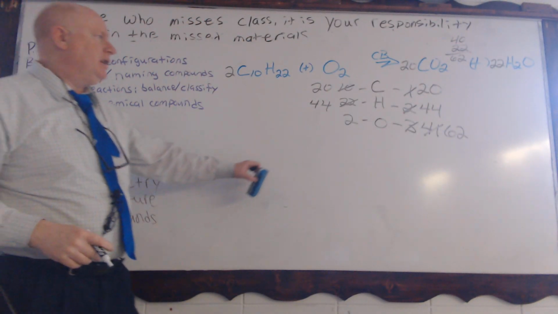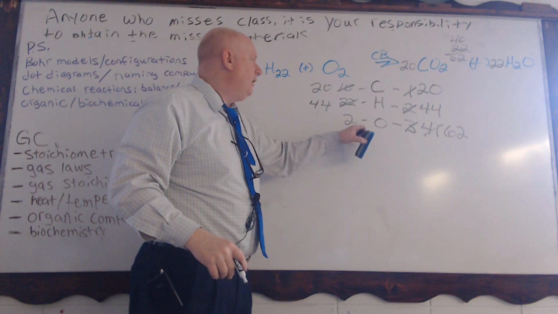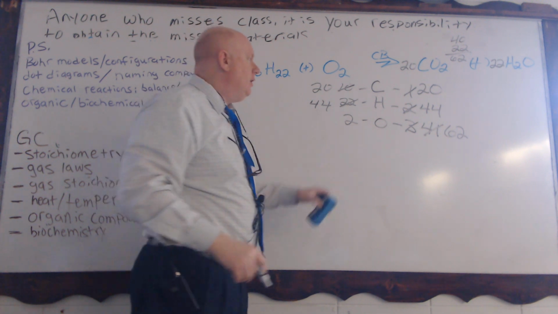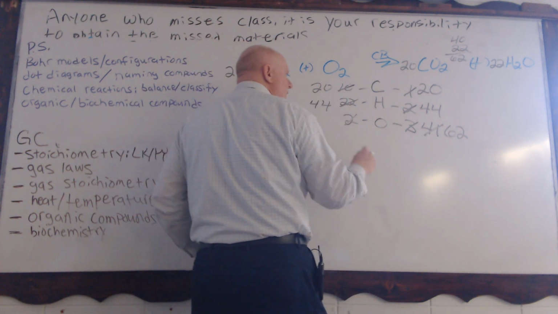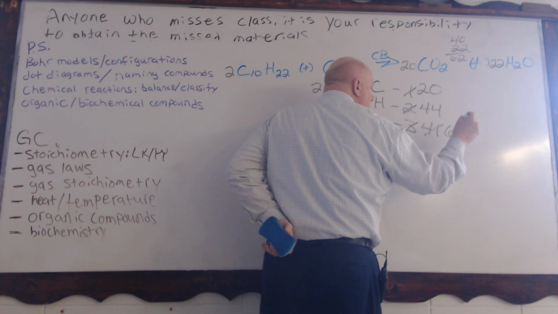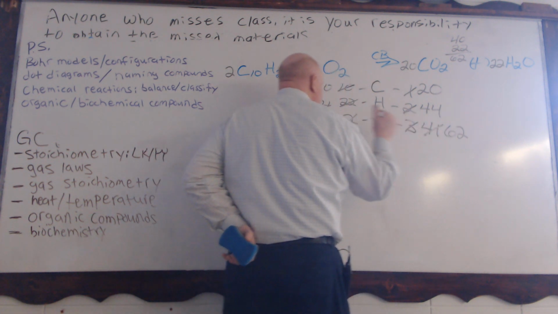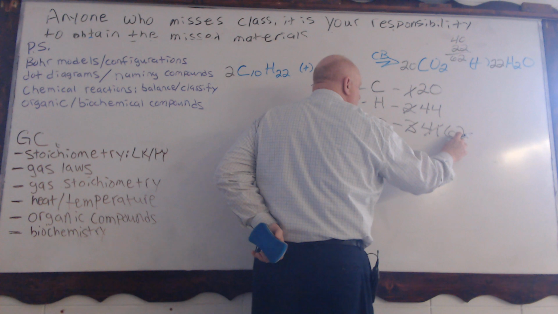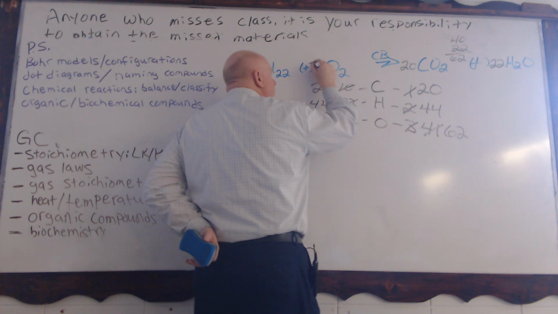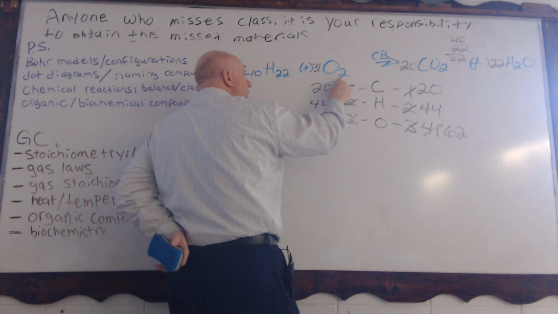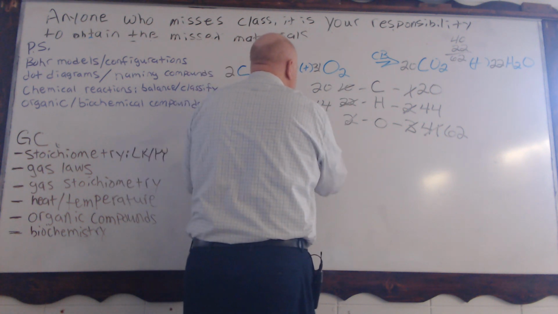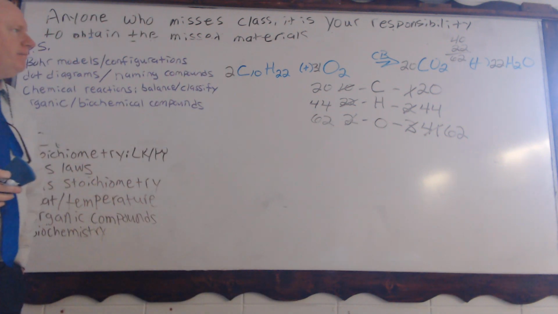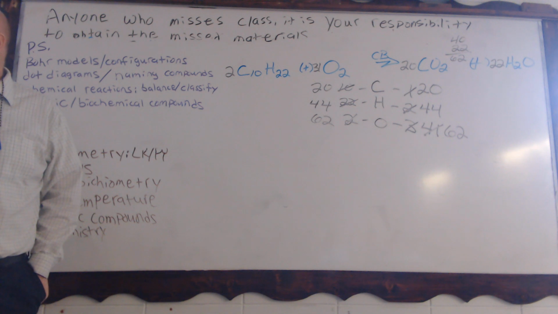So we've got 62 on the right and only 2 on the left. How do we get this up to a 62? Okay, in other words, what is 6 divided by 2? What is 2 divided by 2? Okay, so that must mean we need a 31 there. 31 times 2 would give you 62. I did the division, but I didn't do the multiplication. So that equation is now balanced.